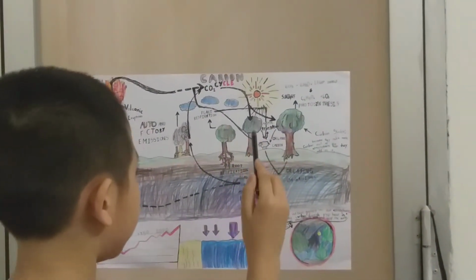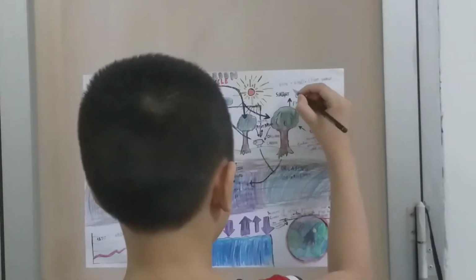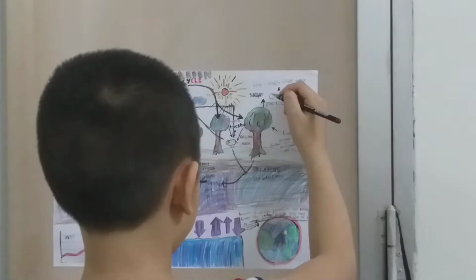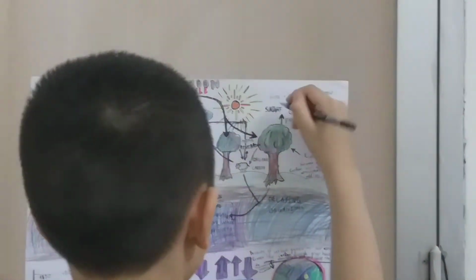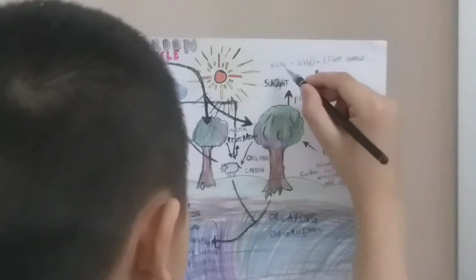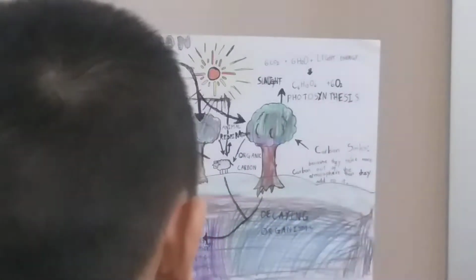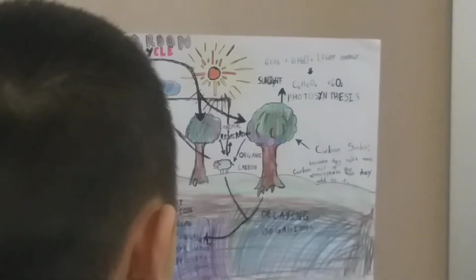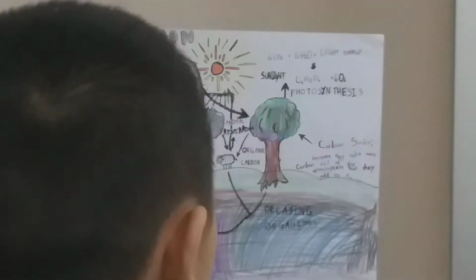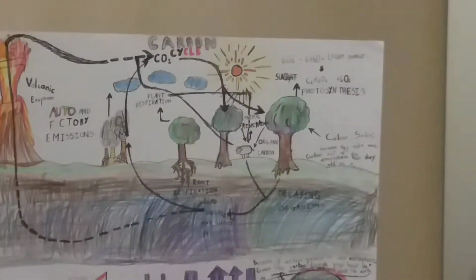Then plants use the carbon dioxide for photosynthesis, combining it with sunlight and water. It's complex, so I write down here: 6 moles of carbon dioxide plus 6 moles of water plus light energy becomes a mole of glucose plus 6 moles of oxygen. That is photosynthesis.